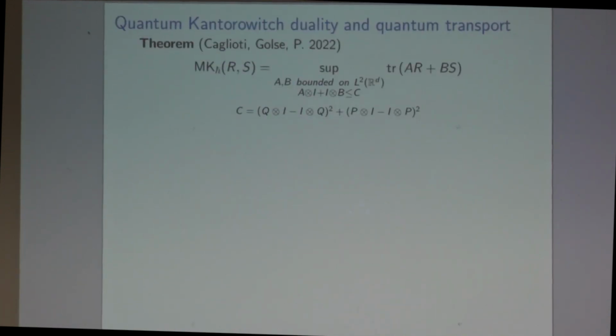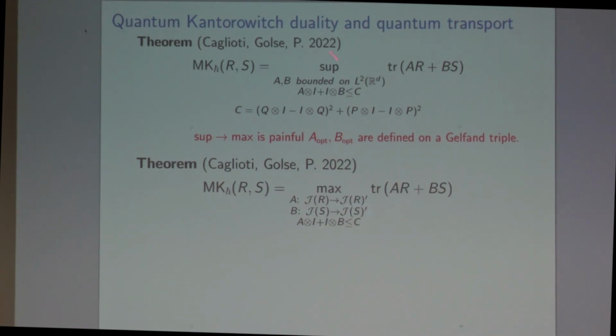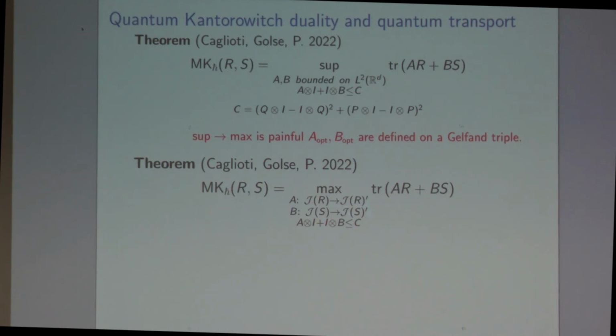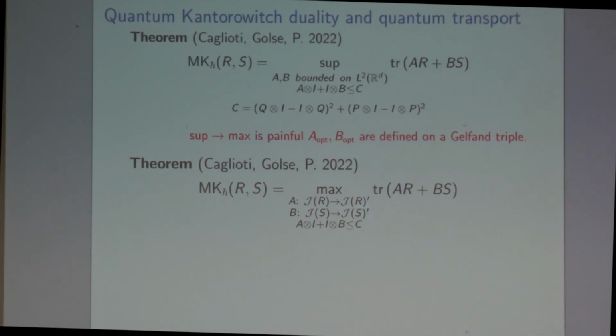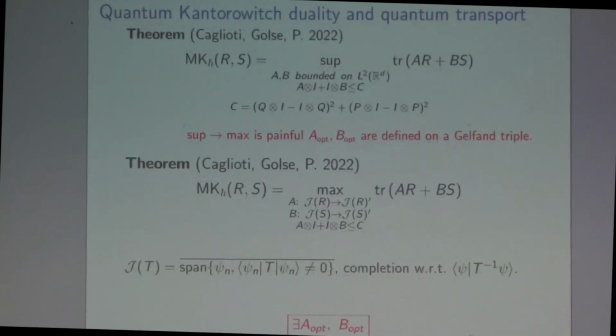So, in fact, what now is the theorem? The theorem is the fact that, first of all, we can do quantum Kantorovich duality in quantum mechanics. That is, you have formulas which are exactly the same as we had before, once again according to our dictionary. The supremum is the max. The optimal A and B are now a little bit difficult objects in functional analysis. They become Gelfand triples and not just bounded operators. This is all mechanism which is provided by the proof. We are not sure it's optimal.